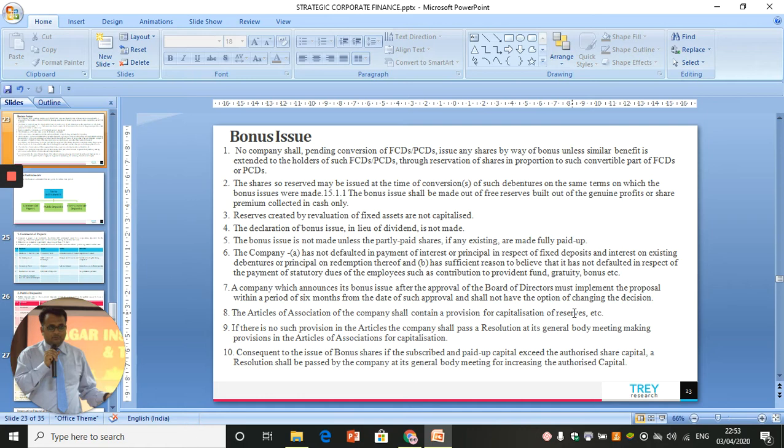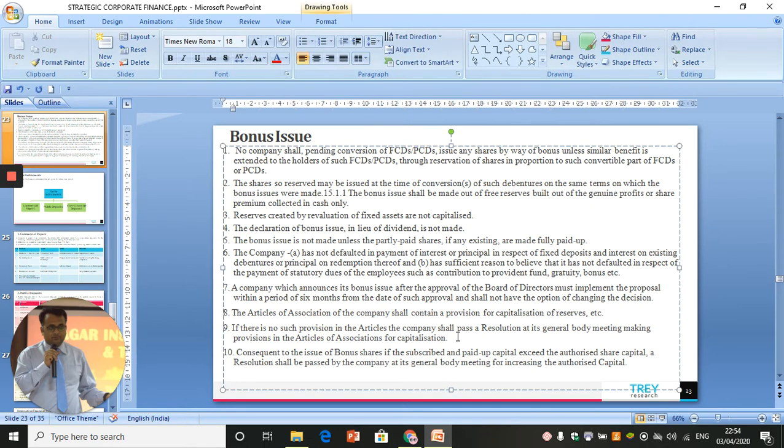If there is no such provision in the articles of association, the company shall pass a resolution at a general meeting making the provision in the articles of association for capitalization. If there is no such provision for the issuance of bonus shares in the articles of association, then the company has to pass a resolution in its general meeting to make sure that such a provision exists in the articles of association. That has to be included into the articles of association.